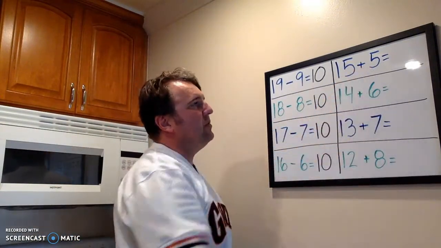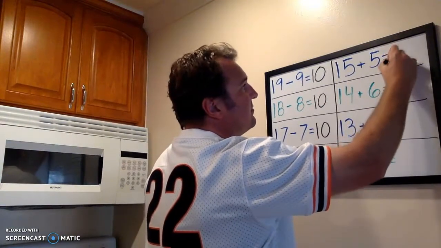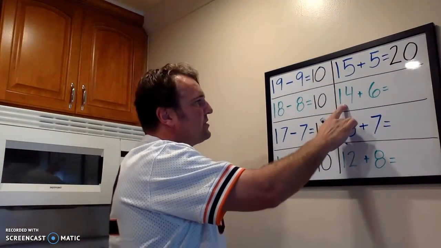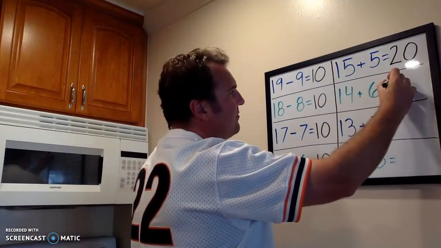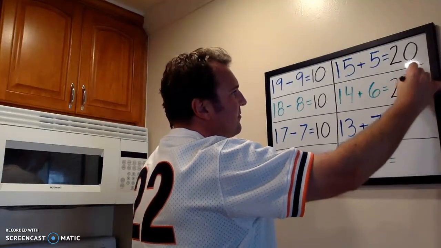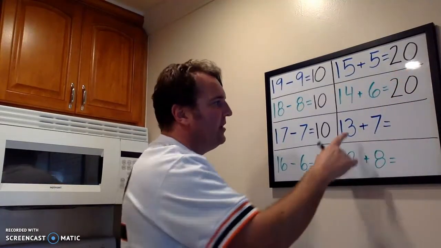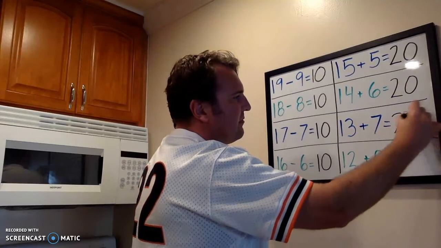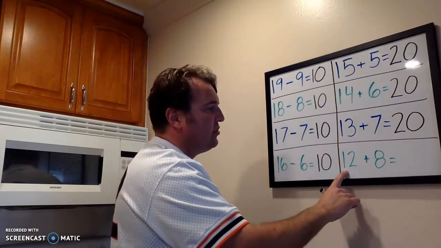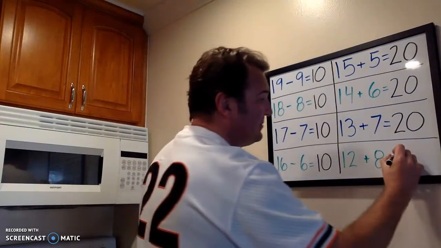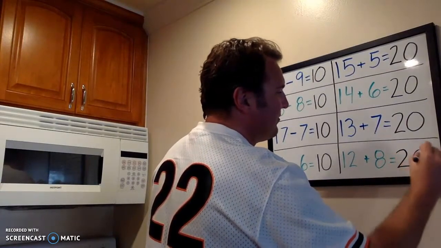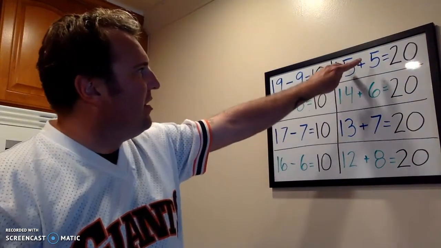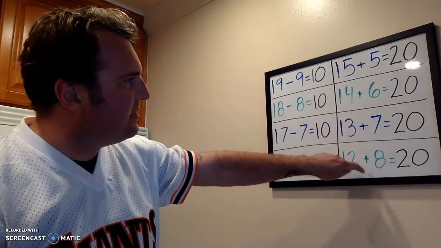Let's check out the addition. 15 plus 5 more, 20. 14 plus 6 more, 20. 13 plus 7 more, 20. 12 plus 8, 20. So these are all partners of 20.